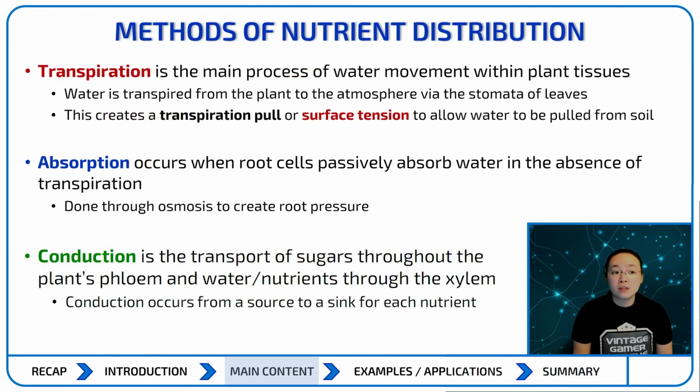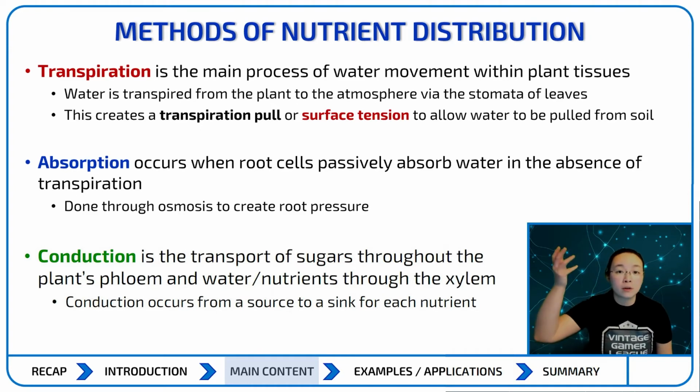So in terms of methods of nutrient distribution, number one, there's transpiration. That's the main process of water moving within plant tissues. Water is usually transpired from the plant to the atmosphere through leaves, specifically through the stomata. This is what causes something called a transpiration pull, basically surface tension.